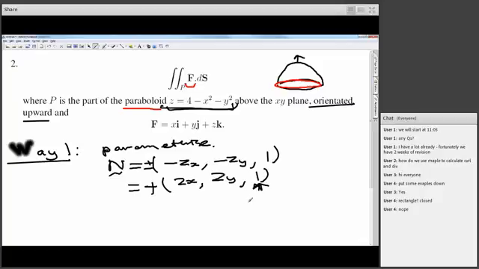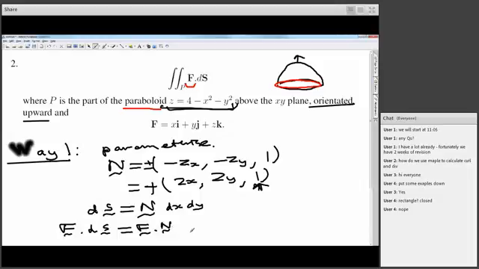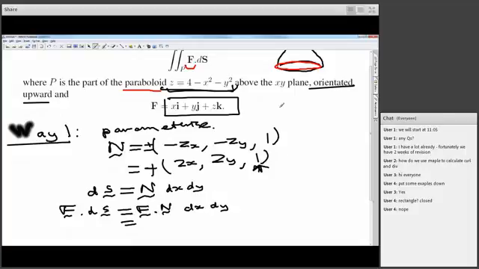So now we've got our capital N there. And then the dS part of it will now be equal to capital N dx dy, or dy dx, whatever form we want. So therefore F dot dS, which is what we're trying to integrate, will be F dot N dx dy. So what we need to do is take the dot product of F and N. So this is F just here. So we take the dot product of these two things here.